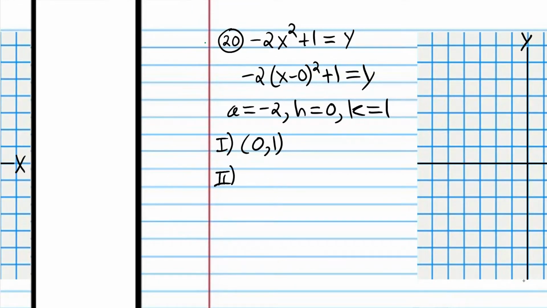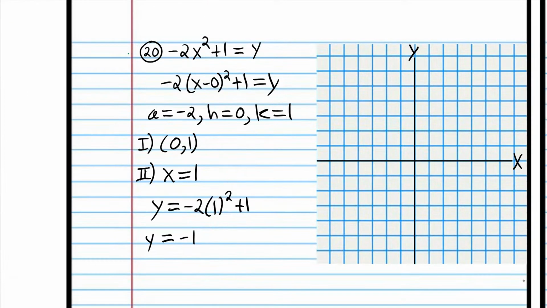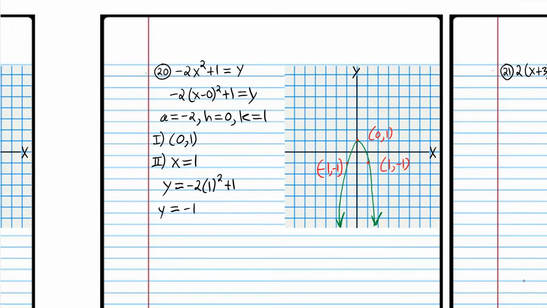Then we just need to find another point, and we can probably choose x is equal to 1, and then y is equal to negative 2 times 1 squared plus 1, and doing the math on that, we get negative 1. So (0, 1) would be here, and (1, negative 1) would be about here. We can use symmetry, and we just connect the dots. So if you got that graph, good job.